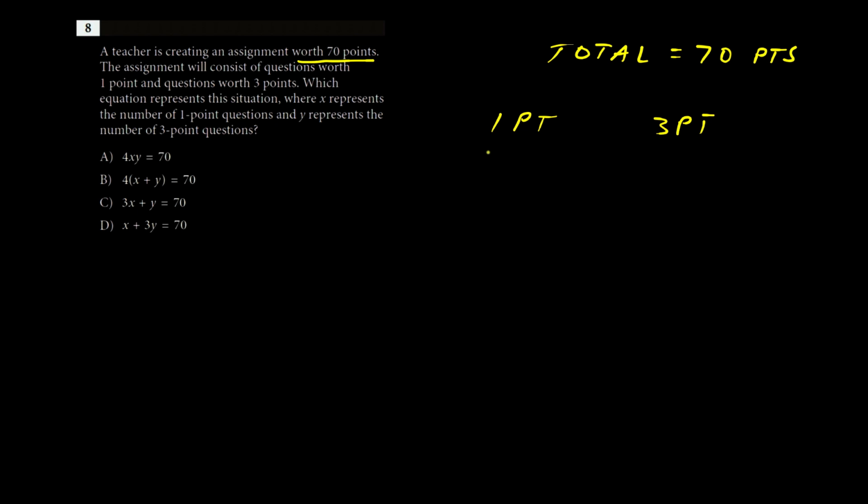Okay, so if x is the number of 1 point questions, we'd be multiplying 1 point times the number of those questions. So 10 questions, 10 points, okay? And y represents the number of 3 point questions. So we just multiply 3 times y, and that's going to give us total points, is really what we're looking for. And again, if you notice, all the problems say equal 70, so they kind of tell us that we're totaling for 70. So it's simply 1x plus 3 times y is equal to 70, which matches choice D.